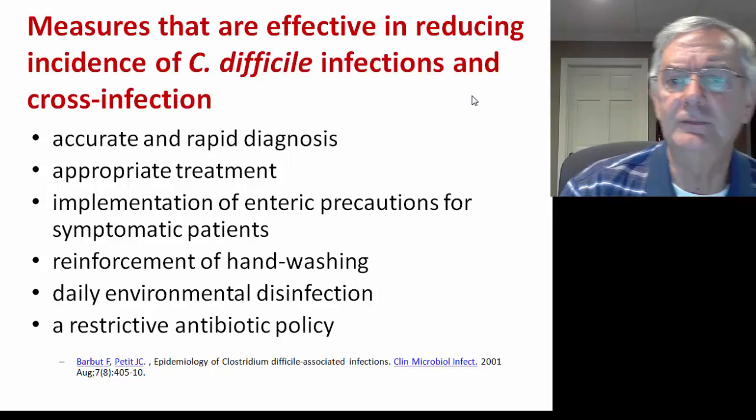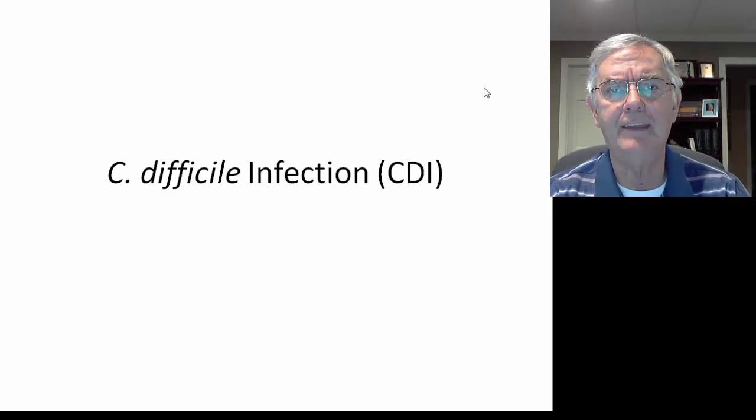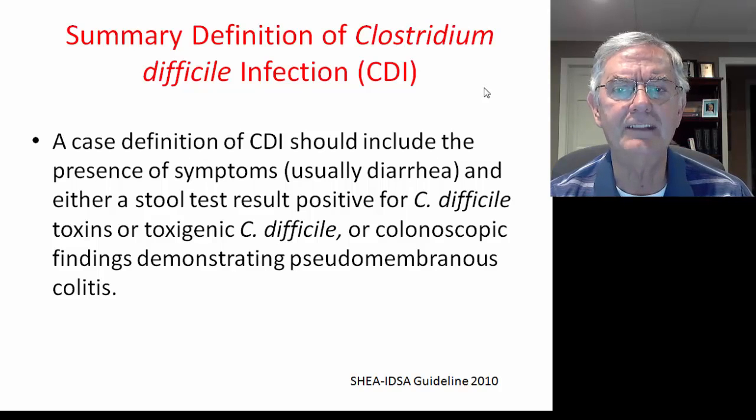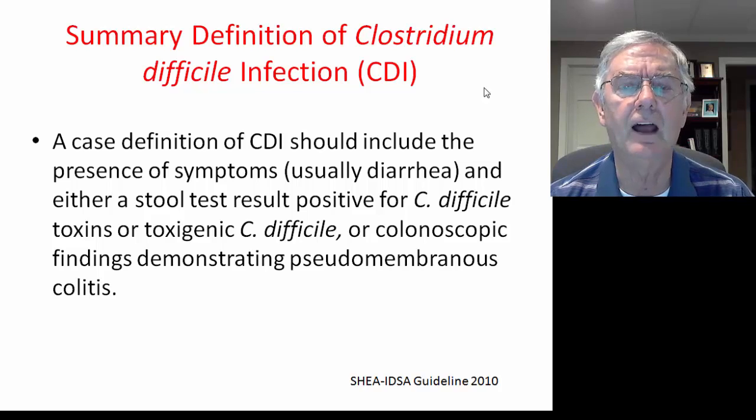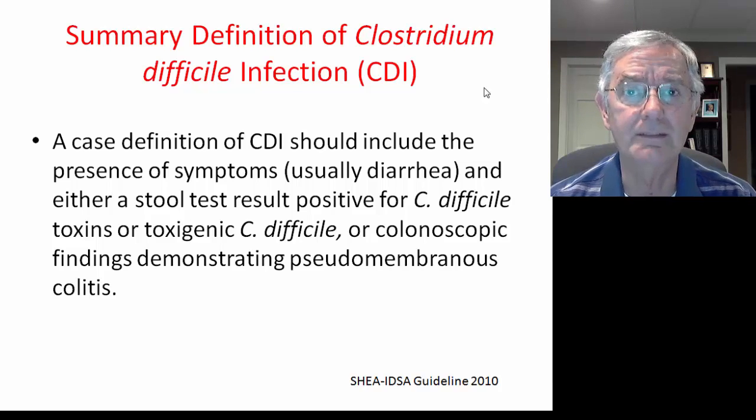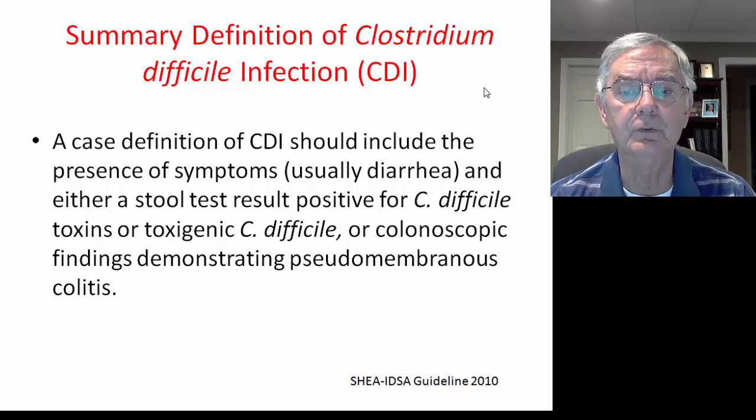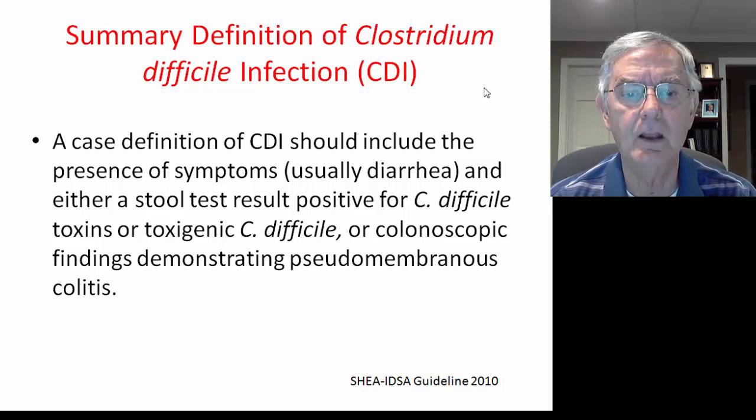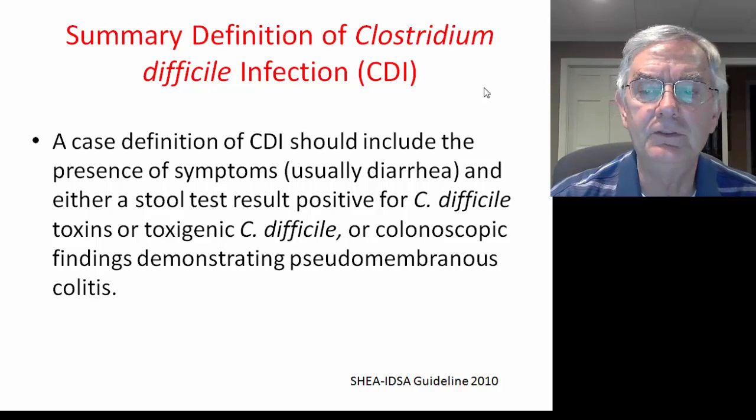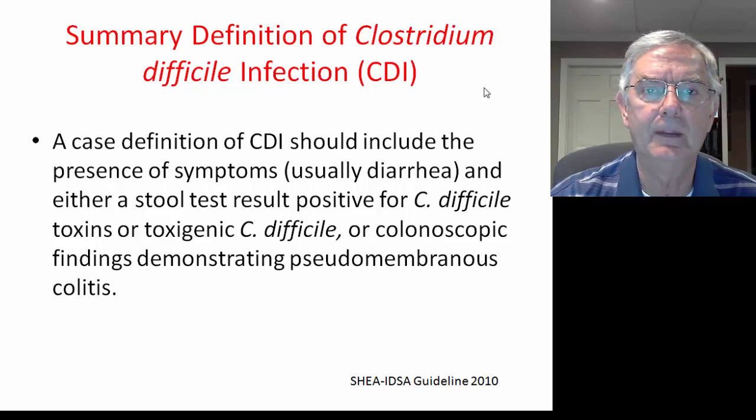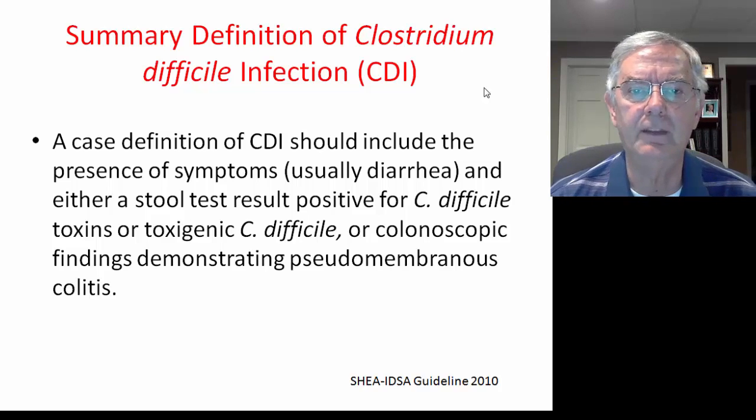Now, with these infections, we have a summary case definition, and this case definition should include the presence of symptoms, usually always diarrhea, and either a stool test result positive for Clostridium difficile toxins or a toxigenic strain of Clostridium difficile that has been cultured. In addition, it could also include a colonoscopic finding that demonstrates pseudomembranous colitis. So there's our summary definition of the infection.